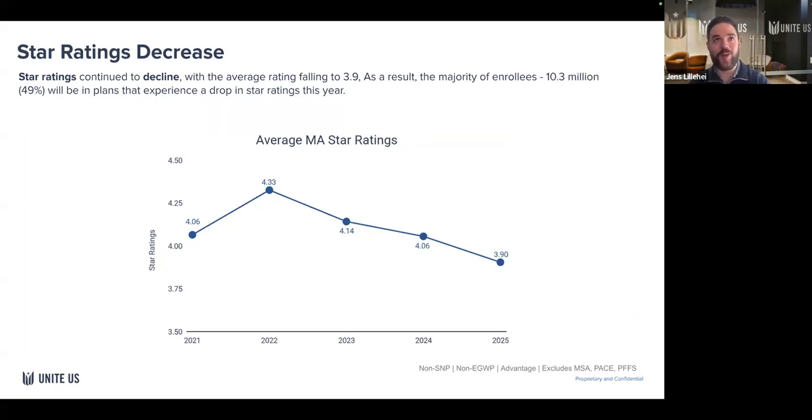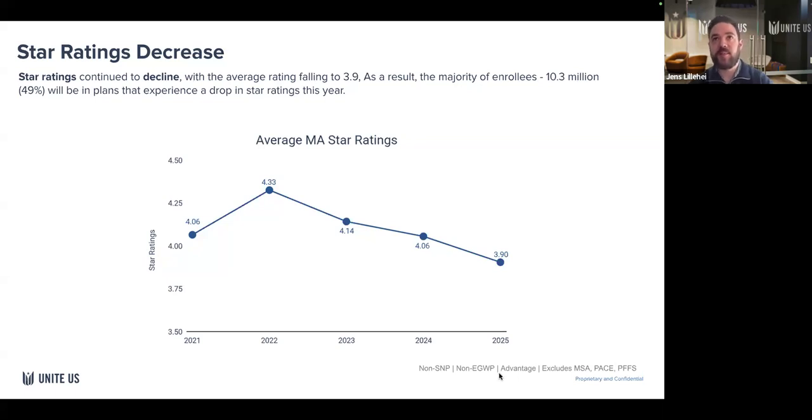If we go to this slide, we also know that in conjunction with all of the changing enrollment behaviors, slower growth rates in terms of MA enrollments, in terms of number of plans offering, there's also been a decrease in star ratings from a high of 4.33 in 2022 to now a star rating of 3.9 in 2025.